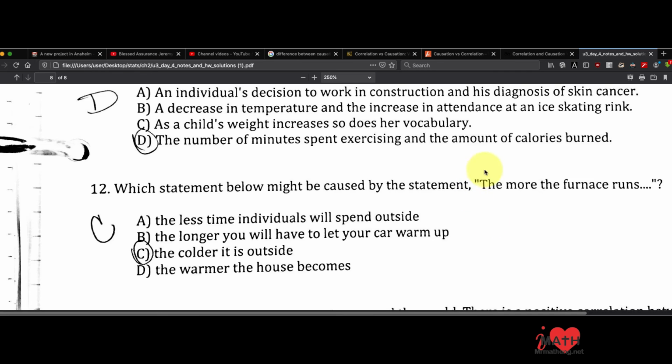So the answer here is the more the furnace runs, the colder it is outside. So if it's in the middle of February and our windows have ice on them, you're going to have to run the furnace quite a bit of time. You're going to run it more because it is colder outside.